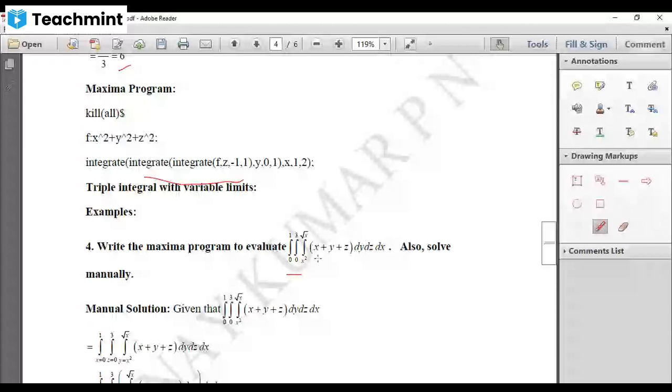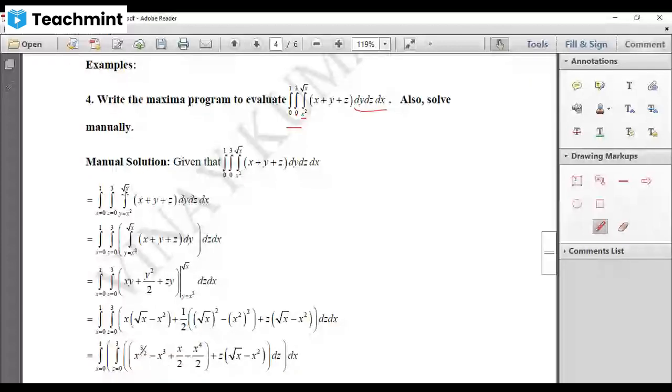Now they are given, it is dy, dz, dx. So the first one is you have to integrate with respect to y. Therefore, this is the limit for y. And the next one is z. Therefore, this is the limit for z. And the last one is x. Therefore, this is the limit for x. So your y varies from x square to root x, z varies from 0 to 3, and x varies from 0 to 1. So let us integrate this with respect to y first.